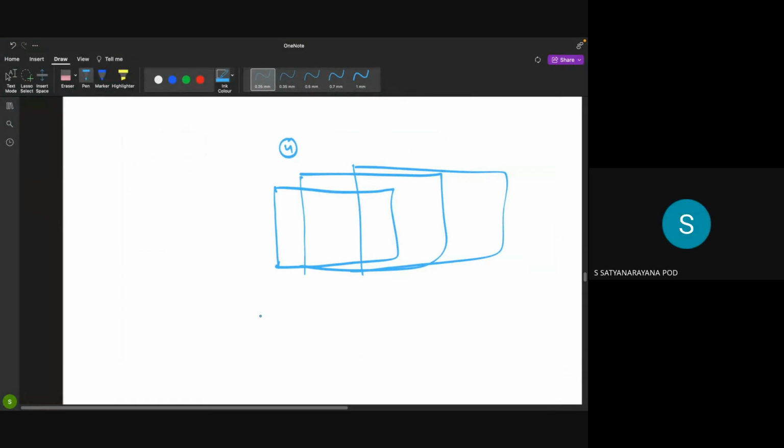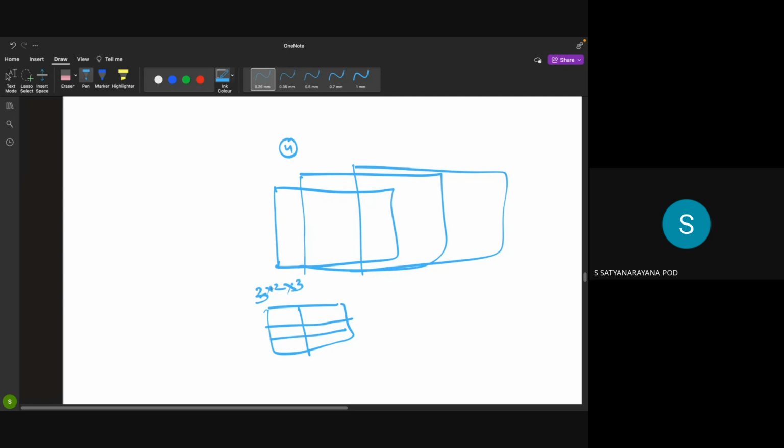So here, maybe you have a matrix of 2 cross 2. Is it 2 cross 2? Sorry, it's a 3 cross 2, that is, 3 rows and 2 columns.